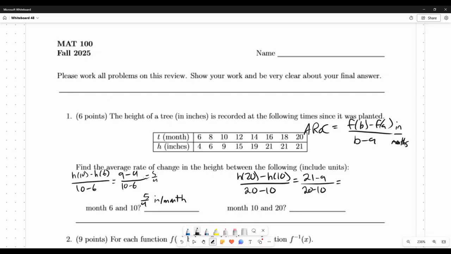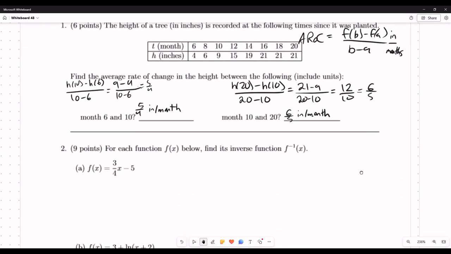That's going to be 12 over 10, which if you wanted to, it might be nice to think of that as 1.2, but I'm not going to do that. I can simplify that down, though, to 6 over 5. So here my answer is going to be 6/5 inches per month. There we go. So we have the average rate of change for those different times. All right, let's take a look at the next part.